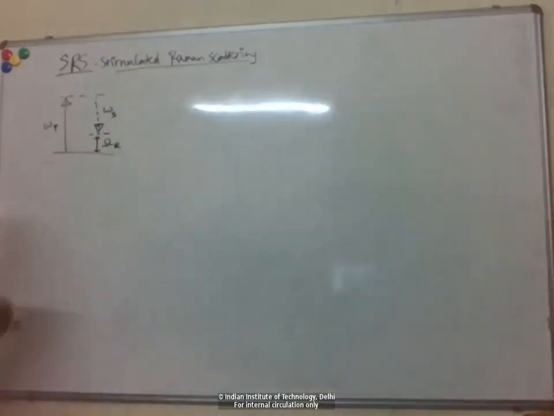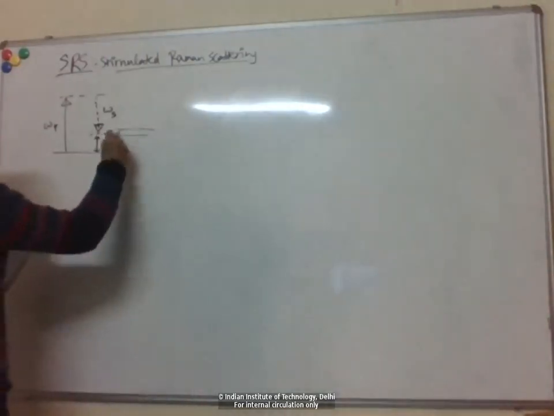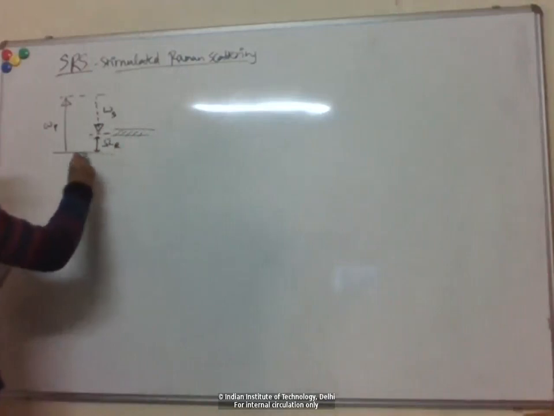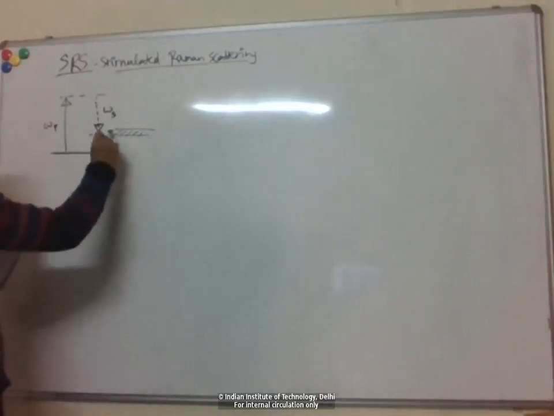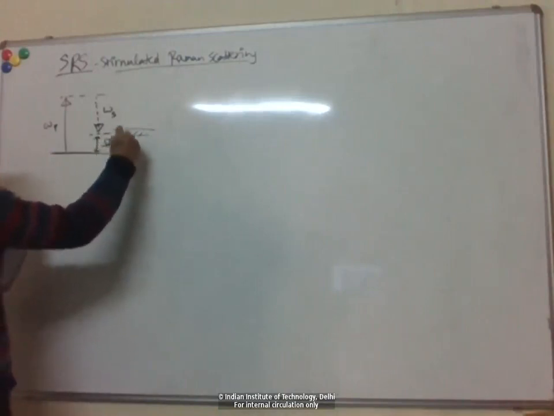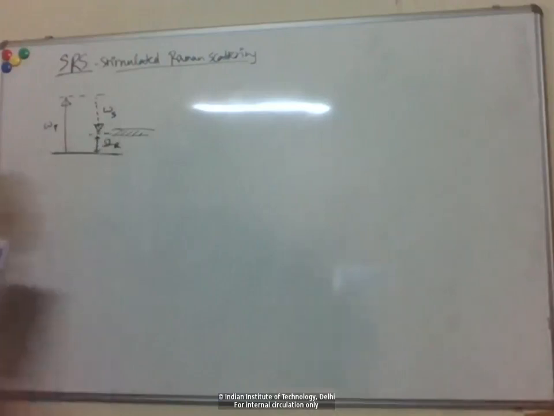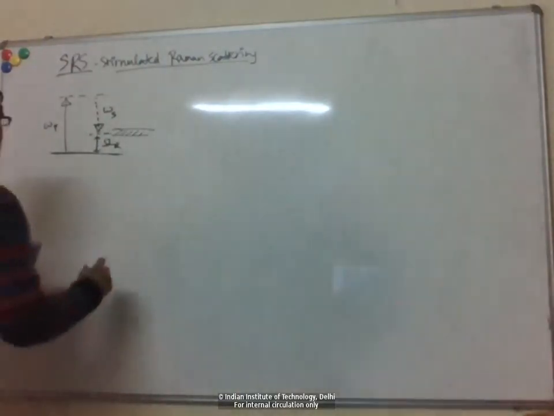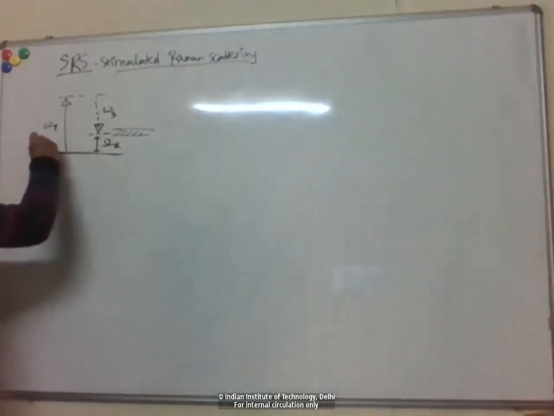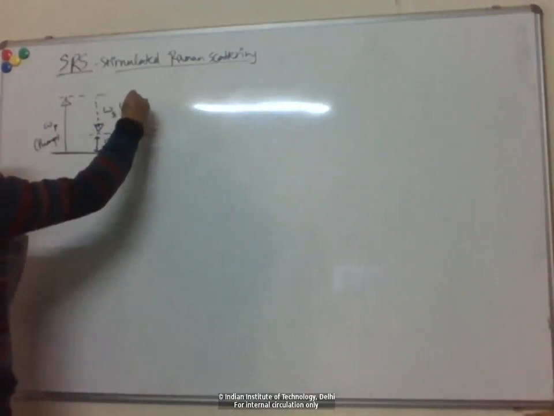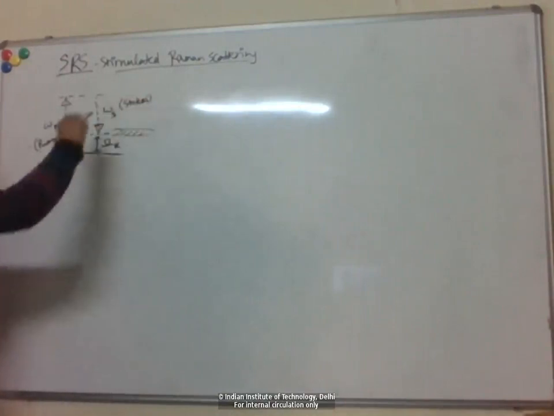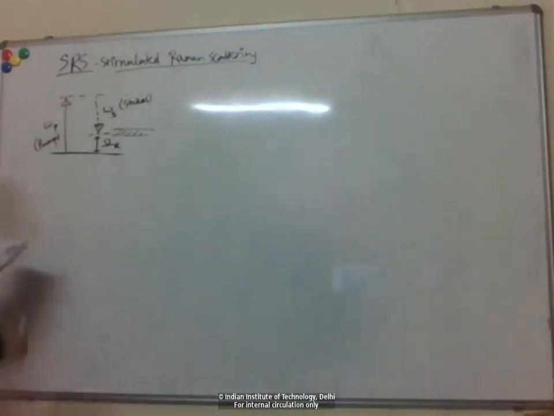Okay, so basically there is some vibrational state here, so you have some ground state of the atom or molecule, and then there's some vibrational state which is slightly higher energy given by the vibration frequency. Right, so again, just like SBS, your incident wave is known as pump, and then the scattered wave of lower frequency is known as Stokes.